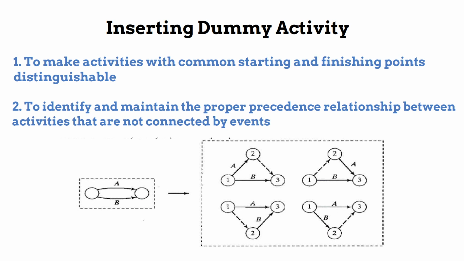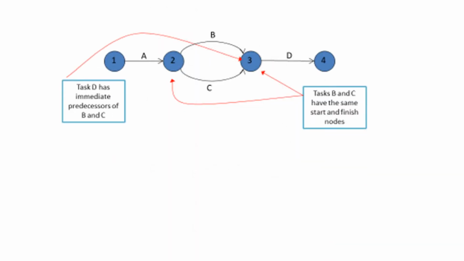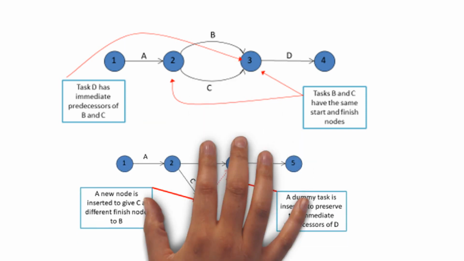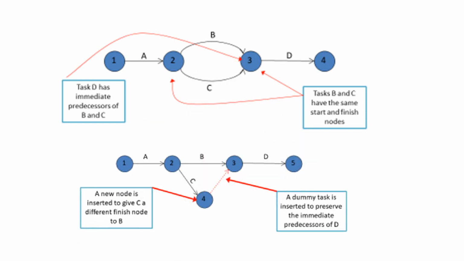This dummy activity can be inserted at any place as mentioned in the figure. This is another example where task B and task C have the same start and finish nodes. And task D is an immediate predecessor for both tasks B and C. So, we need to insert the dummy activity between task C and task D to maintain the precedence relationship.